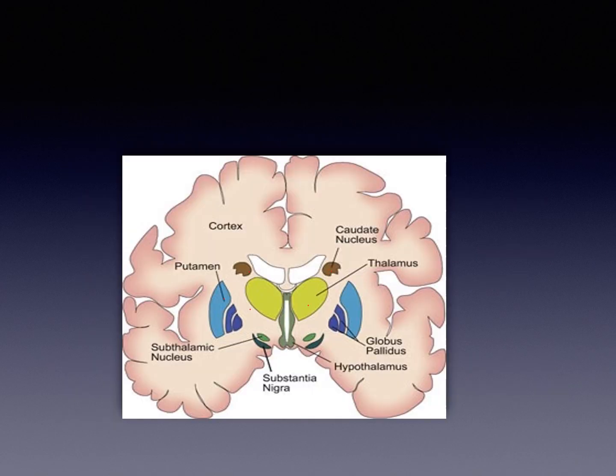This is a coronal cut in the brain at the level of the thalamus. As you see, the yellow structures here and here are the thalami bilaterally, which are not part of the basal ganglia. This is the lateral ventricle. Now, the brownish structure here is the caudate nucleus. The light blue here is the putamen.